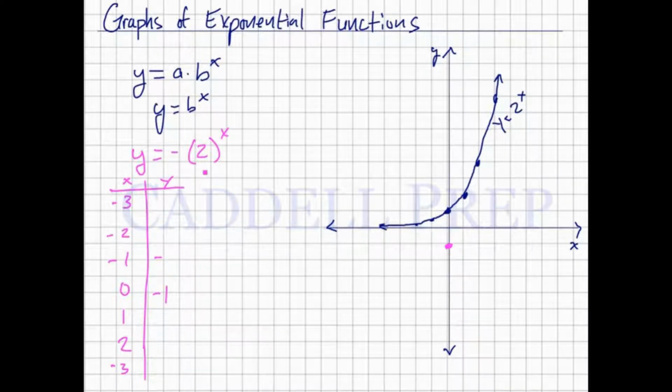When x is 1, 2 to the first is 2. Then negate it, we have negative 2. When x is 2, 2 squared is 4, so we have negative 4. Then when x is 3, 2 cubed is 8, so we have negative 8. So 2, negative 4, 3, negative 8.